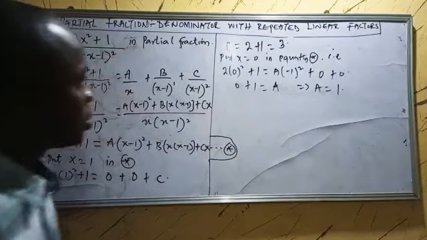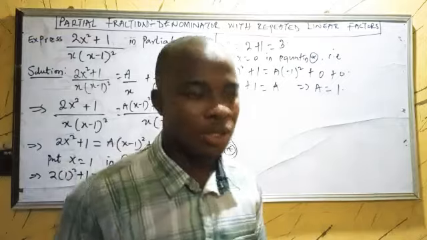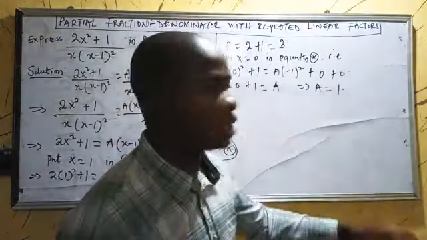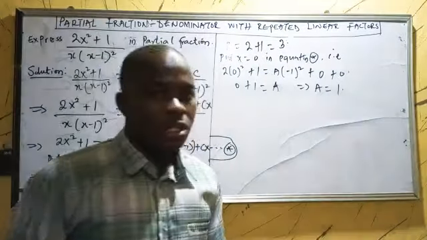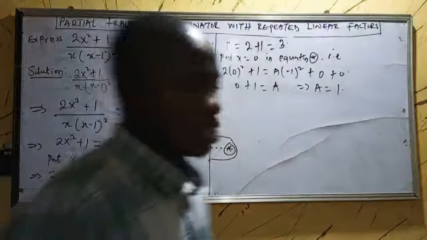Are you getting it? Out of the 3 constants we are looking for, we have already gotten 2 of them. We have a equals 1 and c equals 3. So the next thing to do is to get the value of b.